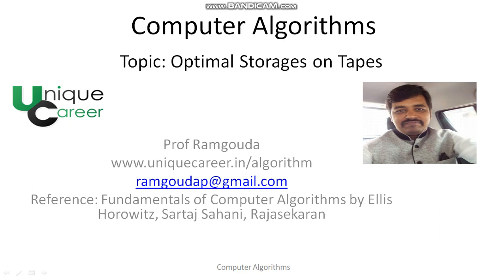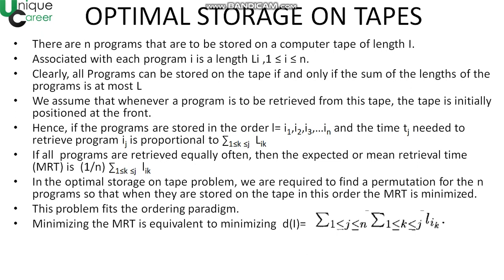So friends, let us move ahead and try to understand what is optimal storage on tapes. In an optimal storage on tape problem, we are given a sequential tape, which is used for the purpose of storage. A sequential tape means the data is stored in sequential format. If you have two files, the first placed at the first position and the second at the second position, you cannot access the second file without accessing the first file. So here there are n programs.